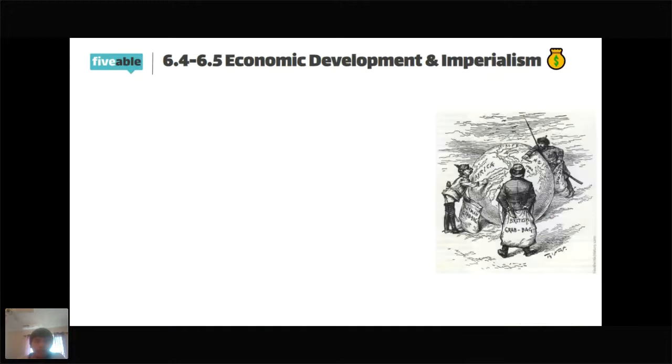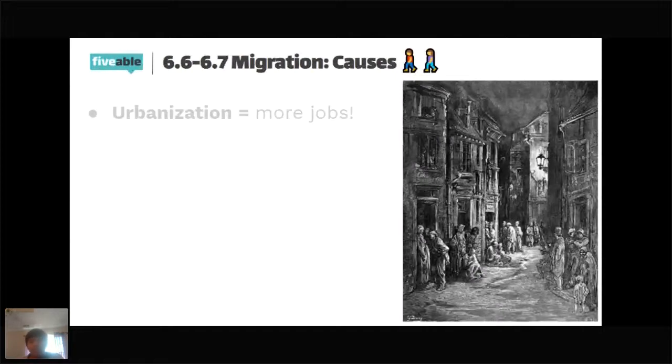Jumping to 6.6, the migration. Once again, urbanization, the rising emergence of cities, more jobs, more people interested are going to go there. Just think of it like a perspective: you've got to follow the money. So where do you get the money? From jobs, apartments, tenements, yes.